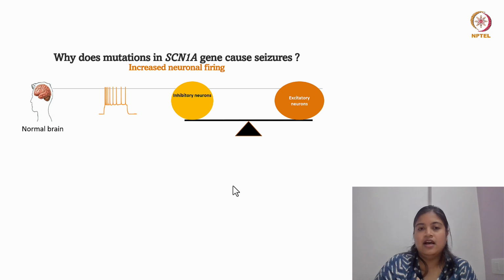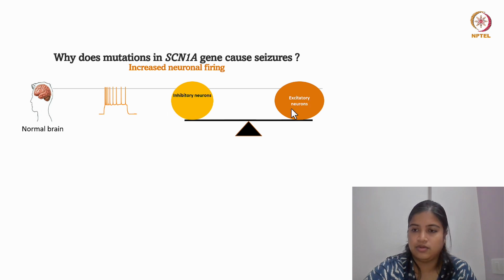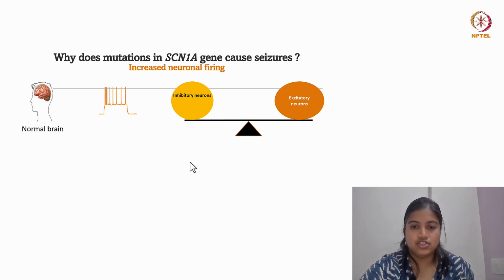We can think that there can be increased neuronal firing, and this hyperexcitation could lead to seizures. Now, why would that happen? Suppose there is a normal brain and there is normal action potential firing going on. Broadly, in the brain we have two kinds of neurons: inhibitory neurons and excitatory neurons. If it is a normal, disease-free brain, then there is a balance between the excitatory neurons and the inhibitory neurons, and the person is unlikely to experience any kind of seizures.